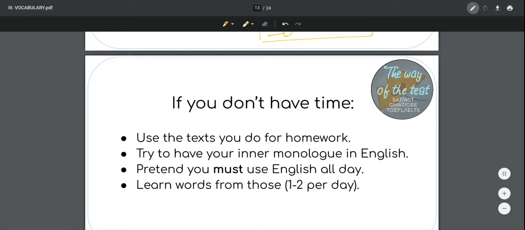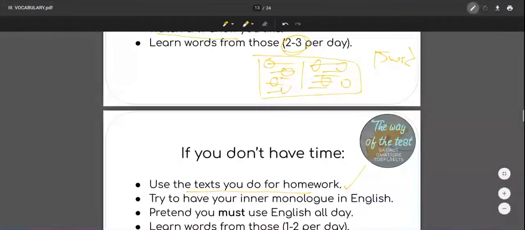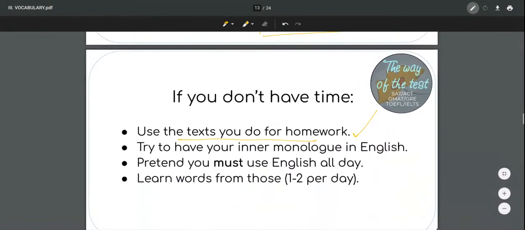Then you're going to do the same strategy, but you're going to use the text from homework. So instead of copying the words from the book you're reading, you're going to do this from homework. So you're still going to have to practice with text for other sections in the TOEFL, right?